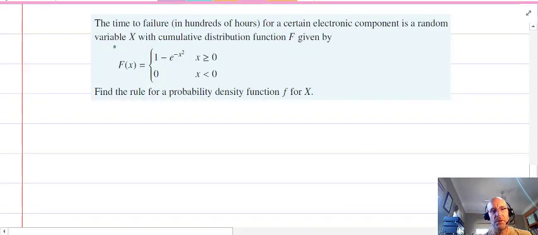Okay, the time to failure, so the time until something fails in hundreds of hours for a certain electronic component. It's based on a random variable x. Now, read carefully is the moral of the story. Cumulative distribution function, capital F. It gives you a cumulative distribution function, different to what we were doing last time around. So always keep a close eye on the provided information and read the task carefully. So it's a piecewise function, obviously based on what we learnt last time.